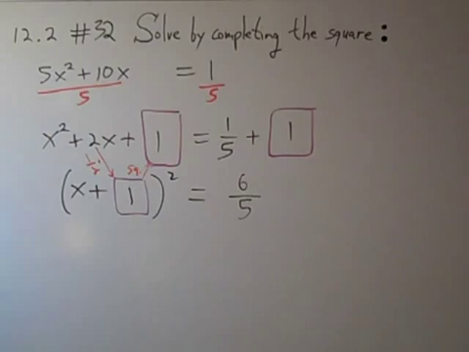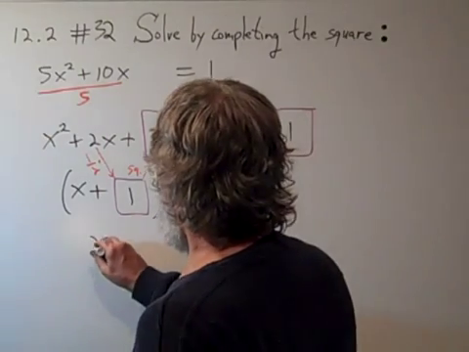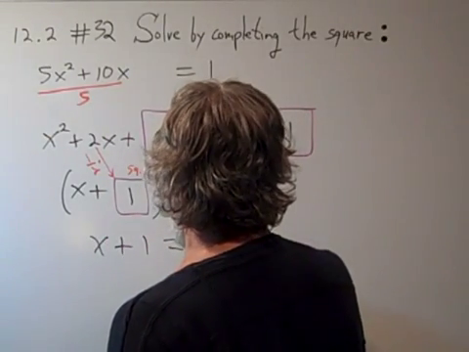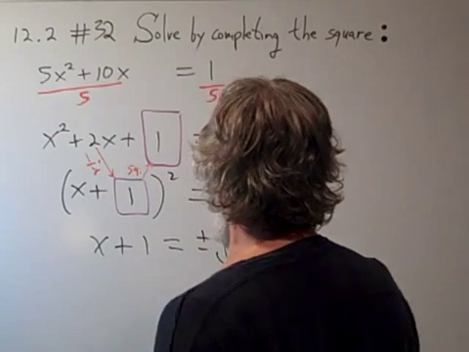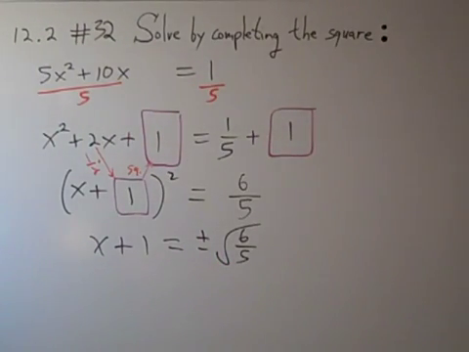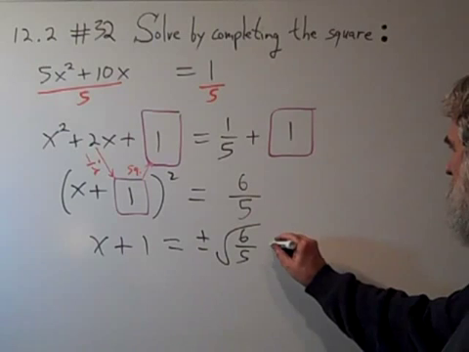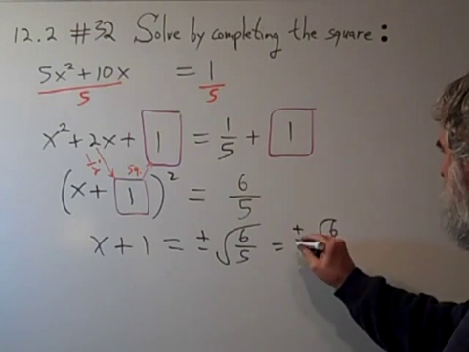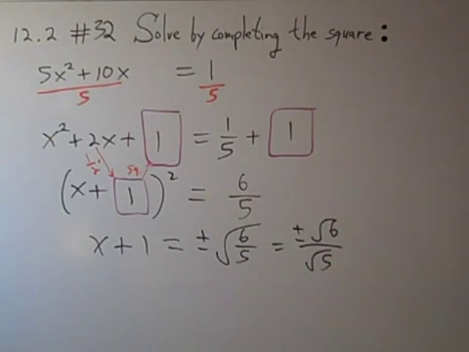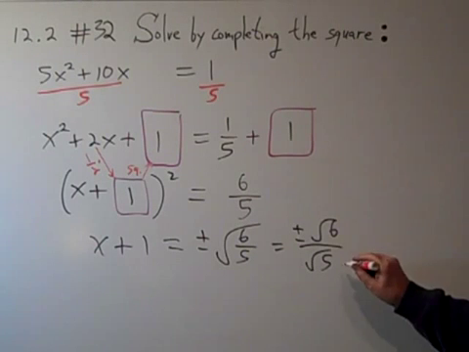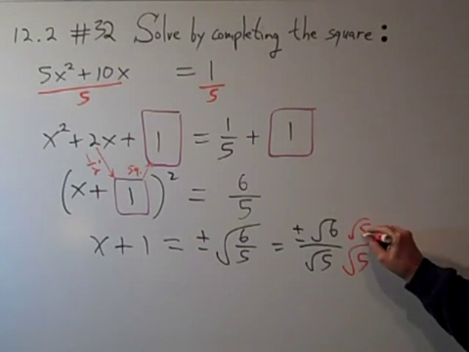Now we apply the square root property. So we get x plus 1 equals plus or minus the square root of 6/5. And that's plus or minus the square root of 6 over the square root of 5. And to rationalize the denominator, we multiply the top and bottom by radical 5.